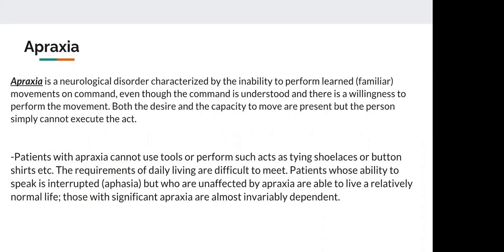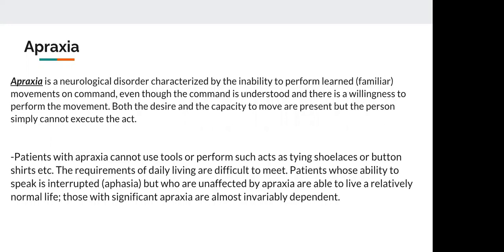After that, we have apraxia. Apraxia is the opposite of praxis. Apraxia is a neurological disorder characterized by the inability to perform learned or familiar movements in order. Even though the command is understood and there is a willingness to perform the movement, both the desire and the capacity to move are present, but the person simply can't do it.